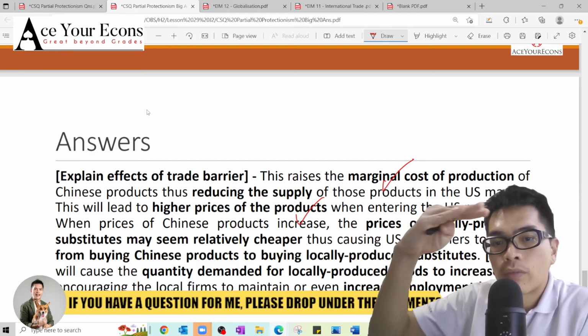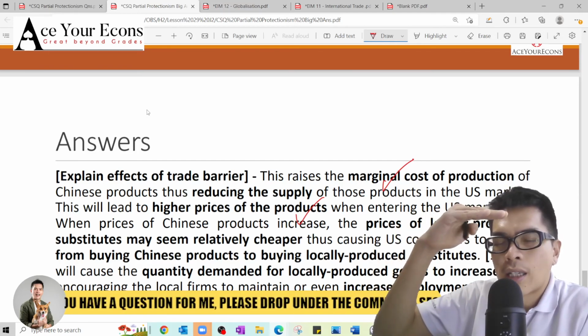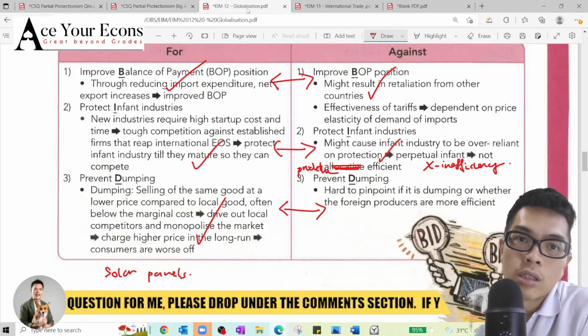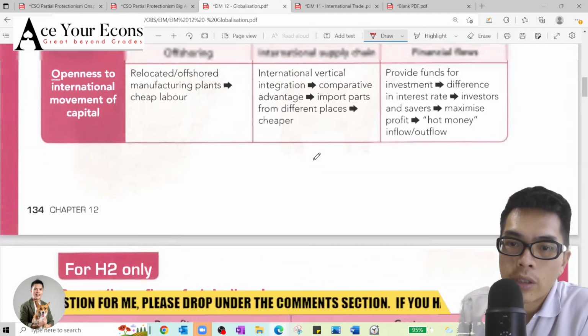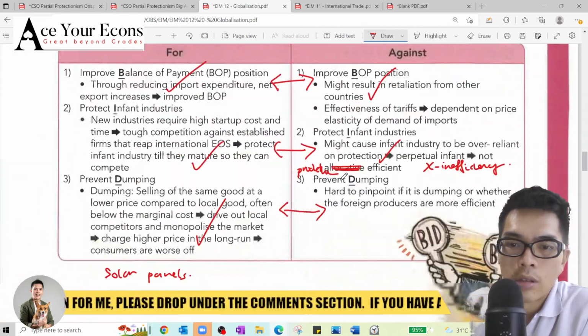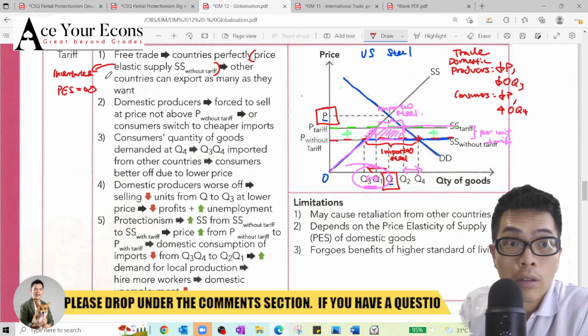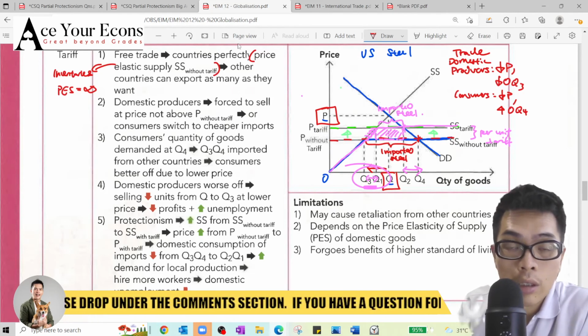Remember, it's S without tariff to S with tariff. That was a particular diagram that we used earlier on. See, S without tariff to S with tariff. So your supply curve actually shifts upward, or the supply reduces.